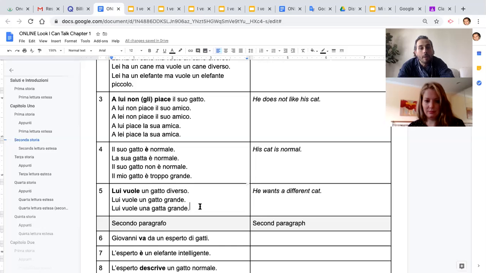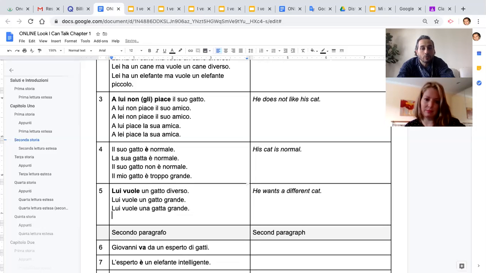Beautiful. How about Mr. Giannone wants a small cat? Il. And now they look the same, but this is a capital I, this is an L. Il Professore Giannone wants, vuole, a cat. Let's make it a boy. Un gatto, little, piccolo, perfetto. Wonderful.